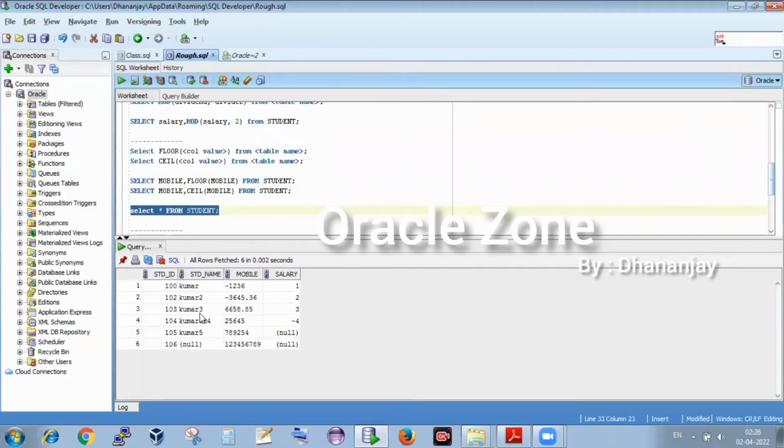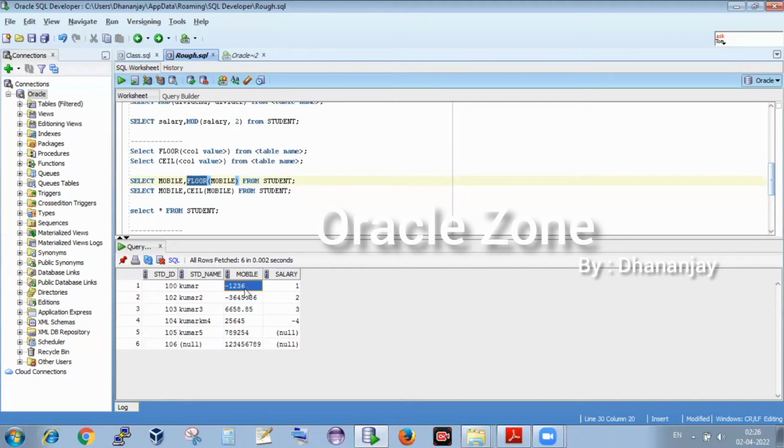See, select star from student, this is our column. So what floor is reflecting and what ceil is giving as output, we just need to understand. I am performing the operation on the mobile column. Okay, so floor means whatever the lowest value will be of this value.